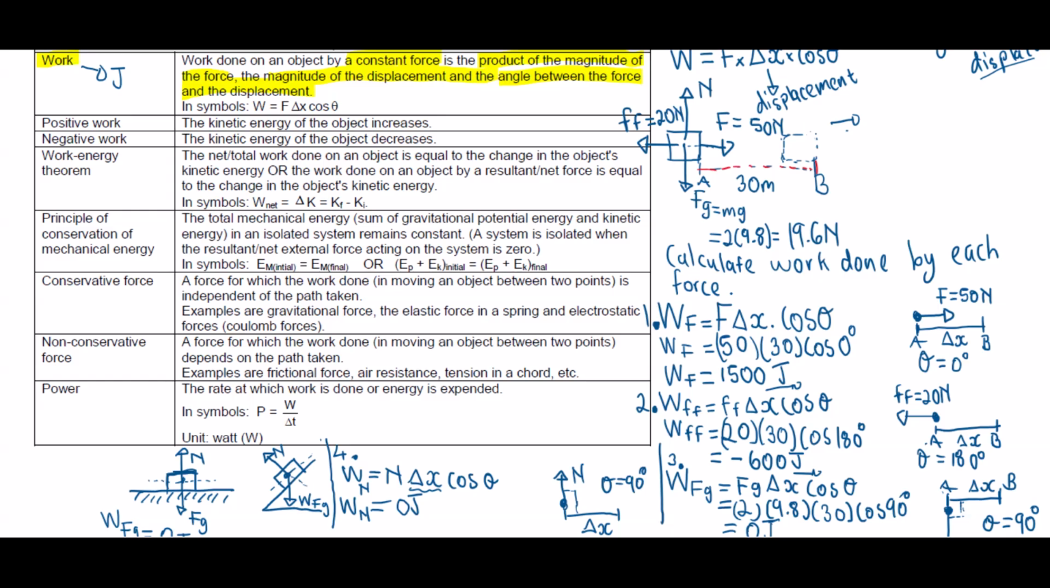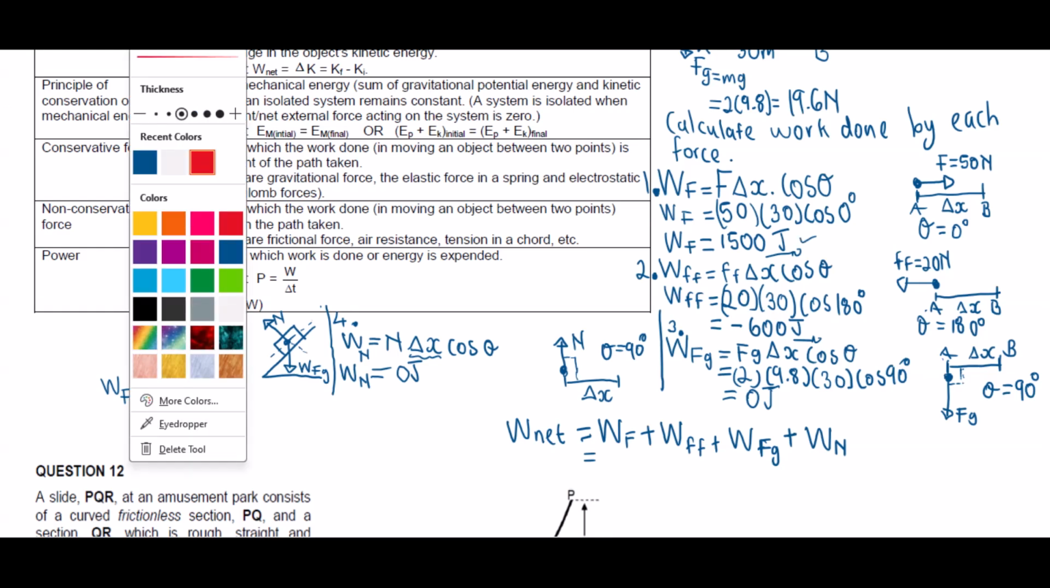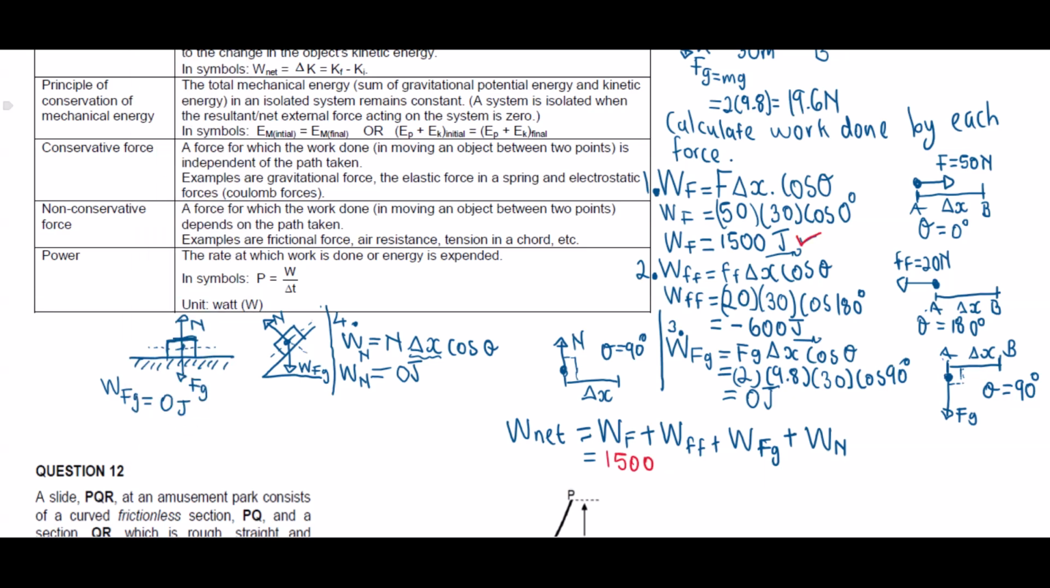So now we're going to substitute in the work done by that force, and the work done by that force is going to be 1,500 newtons. So 1,500 joules. So it's going to be 1,500 joules. Plus, we look at that other one there, it's having a negative work, right?